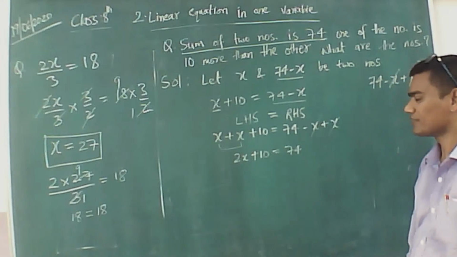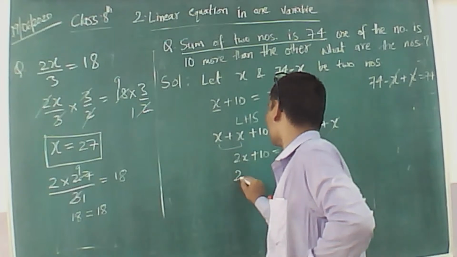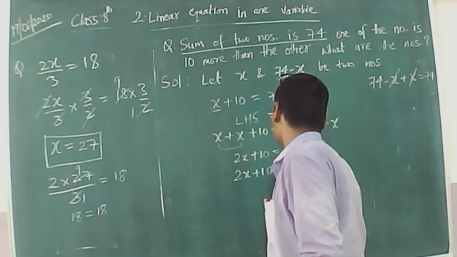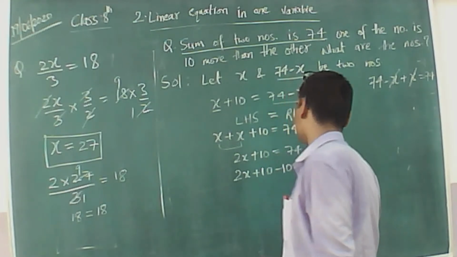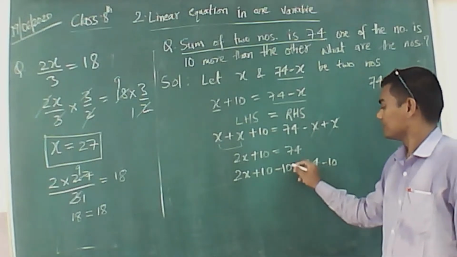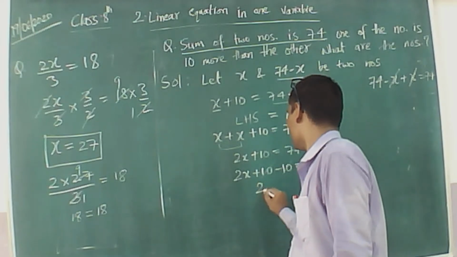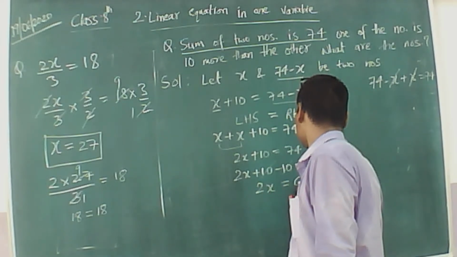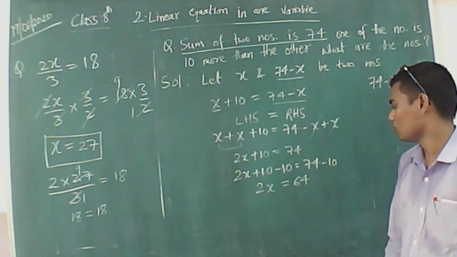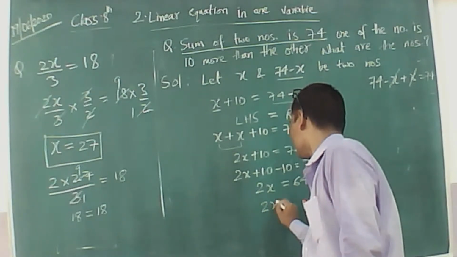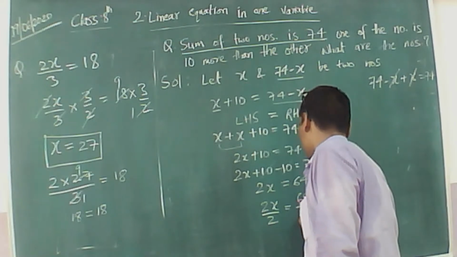Subtract 10 from both the sides. So 2x plus 10 minus 10 is equal to 74 minus 10. This is minus 10, this is plus 10, both get cancelled. We are left with 2x, which is equal to 64. Now divide by 2 on both the sides. We get 2x by 2 is equal to 64 by 2.